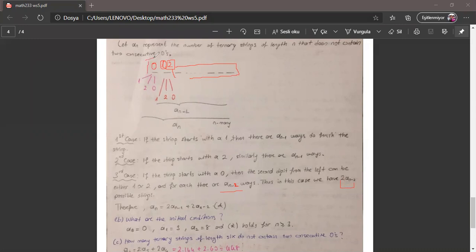If we fix 0, why do we have only 2 possibilities for this digit? Because we don't want 2 consecutive zeros. That's why 0 is not a case here. Either it can be 1 or 2. So there are n minus 2 digits remaining here. For these two cases we had 2a sub n minus 1, and here we have 2a sub n minus 2. This is the relation.